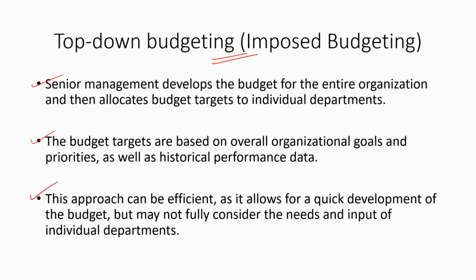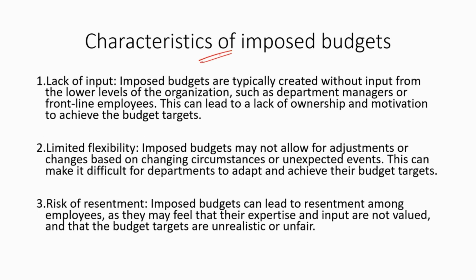This is where the senior management prepares the budget and imposes it on the lower levels of management in an organization. So it is known as the imposed budget because senior management is imposing the budgets on the lower level managers. Here are the main characteristics of imposed budgets. Lack of input. Imposed budgets are typically created without input from the lower levels of the organization, such as department managers or frontline employees. This can lead to a lack of ownership and motivation to achieve the budget targets.